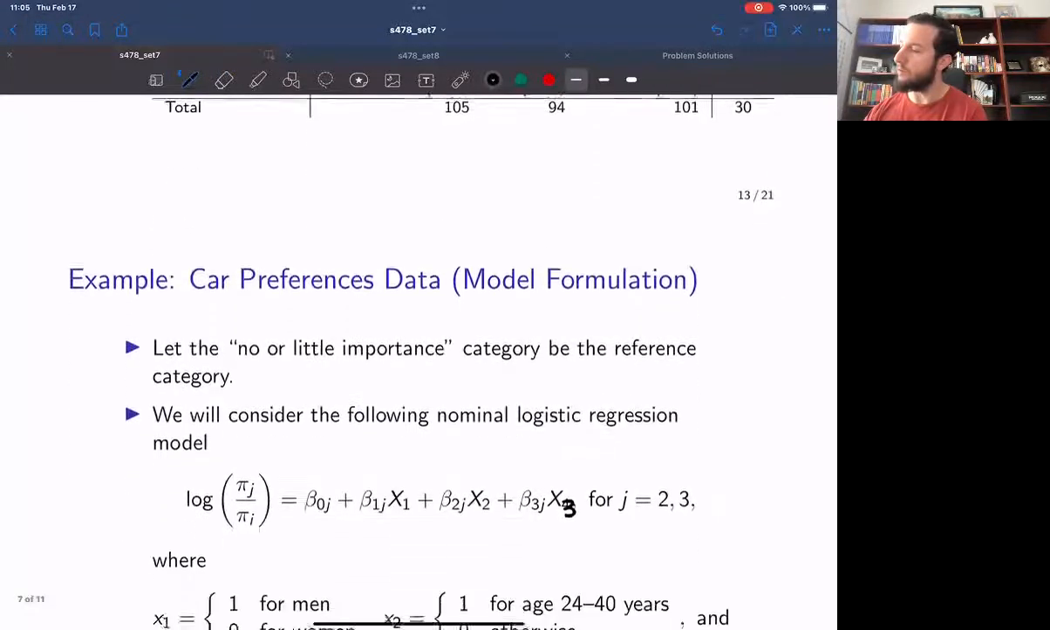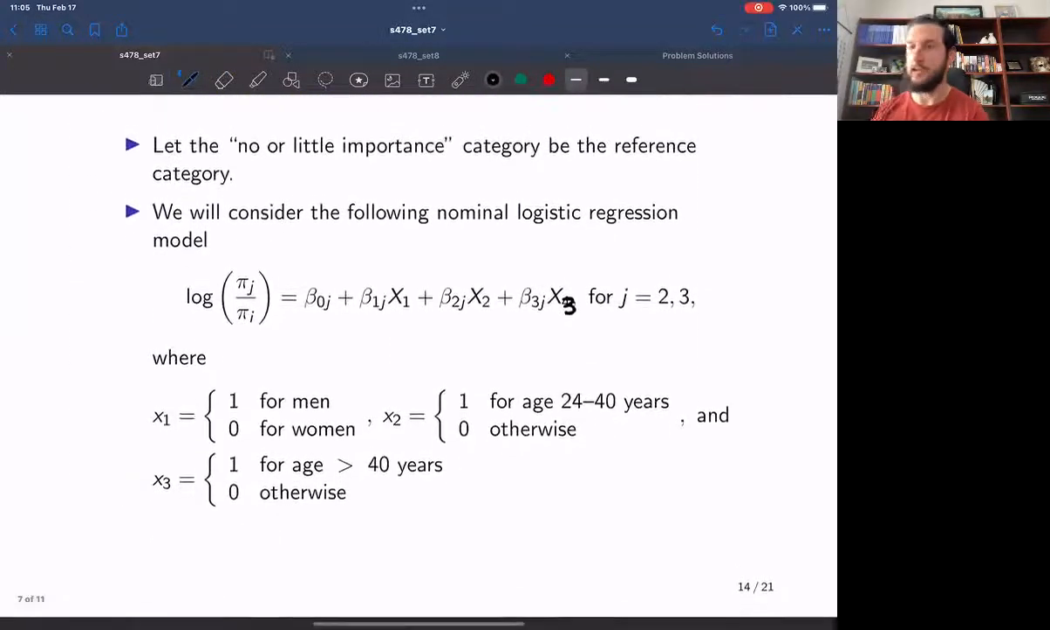So what we want to do is model the outcome category, so no/little, important, and very important, as a function of the sex of the individual and the age group in which they fall. So we're going to do this using the nominal logistic regression model. So this again is a natural choice when you want to model a categorical response where there's more than two categories. In this case, we have three categories.